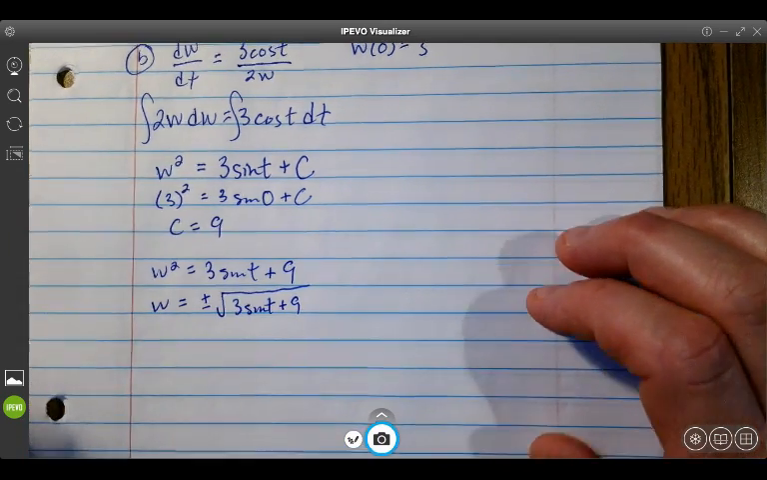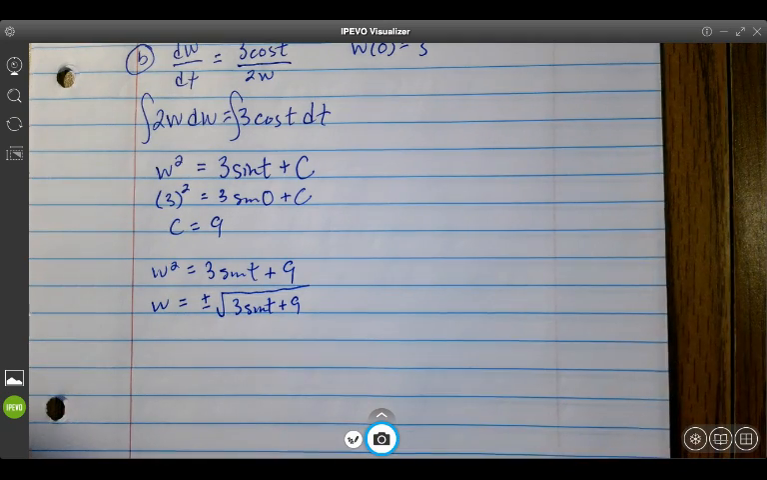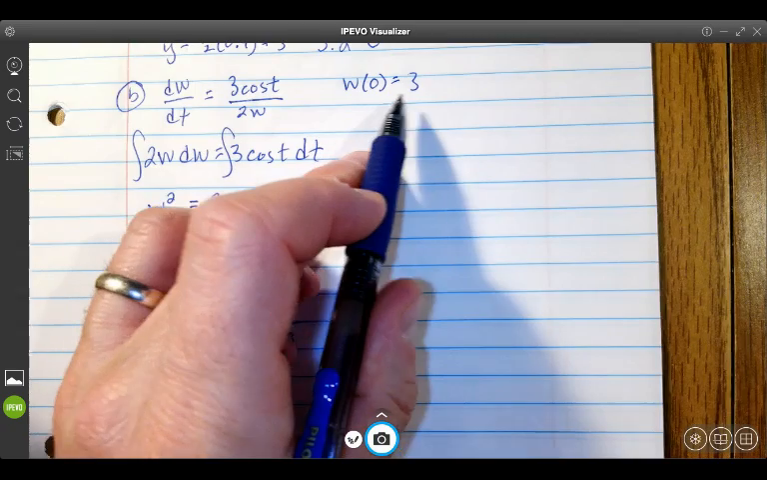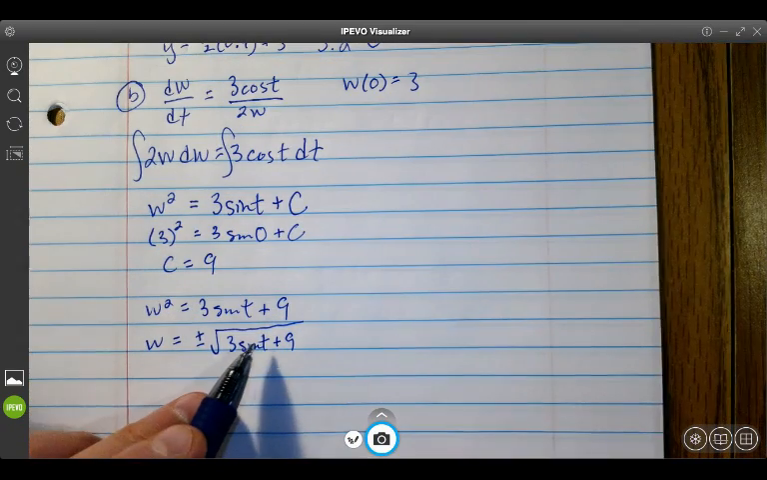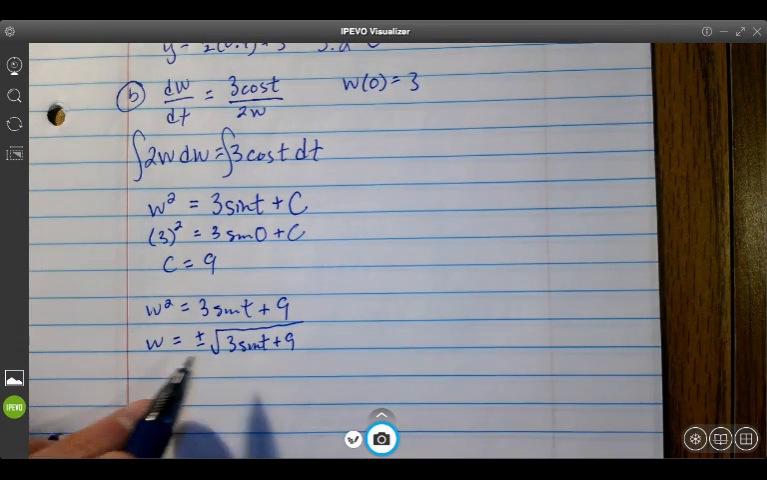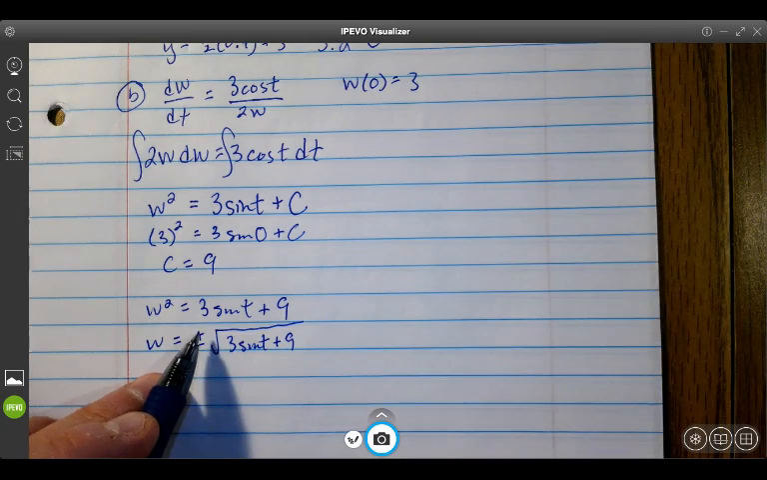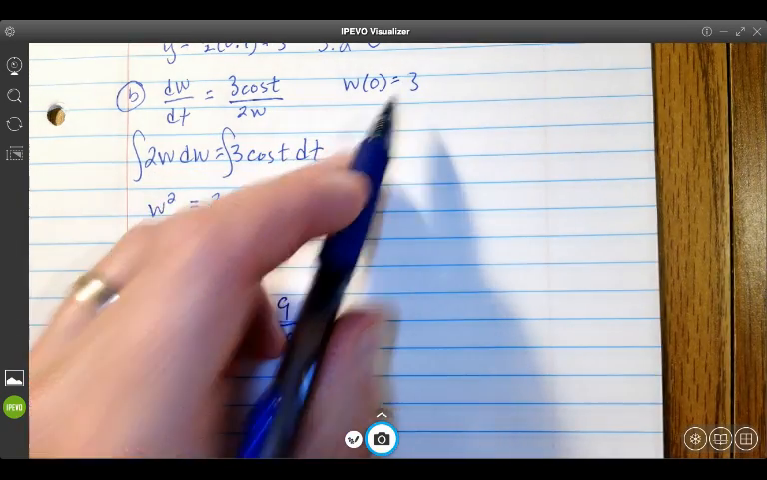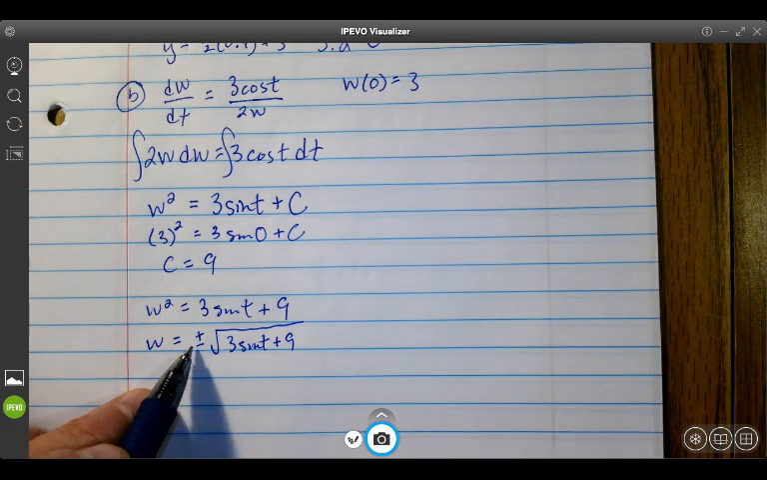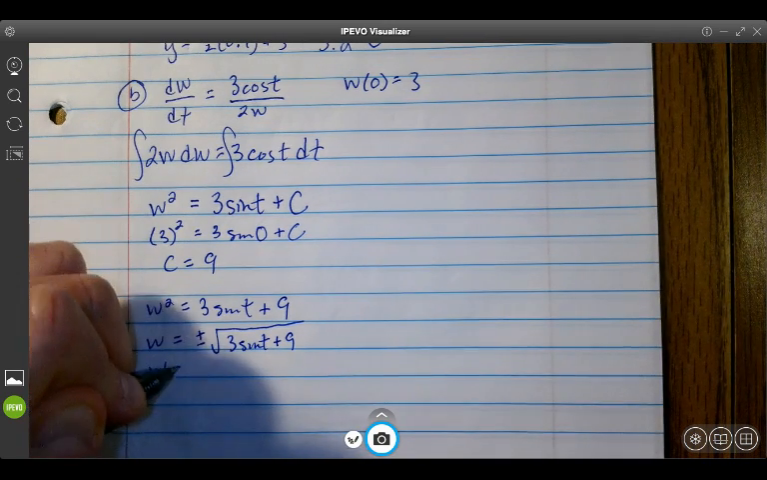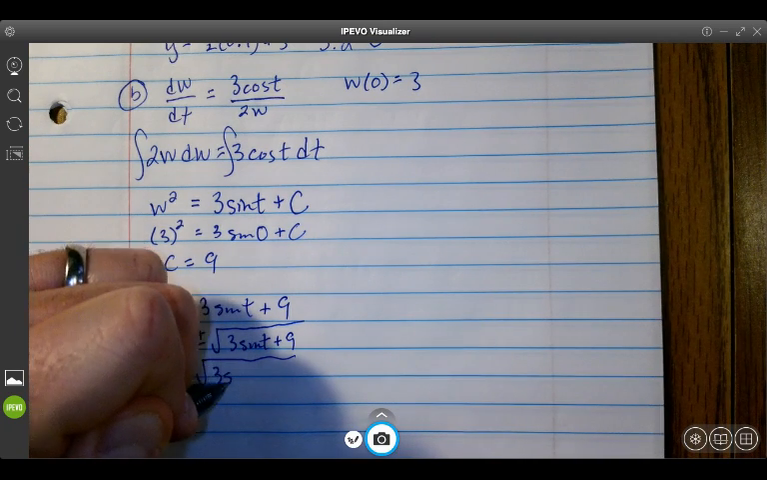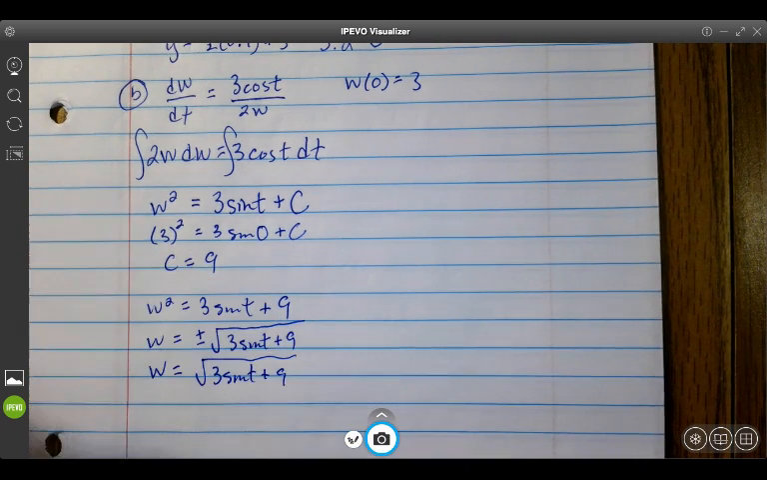Now, when I have this, I need to decide whether it's the positive or the negative. You were told that w of 0 is 3. So the only way to plug in 0 here and get 3 is if I use the positive part. Because if this said w of 0 equals negative 3, then I would have wanted the negative part. So w then is going to be the positive square root of 3 sine of t plus 9. All right, and so that is it.